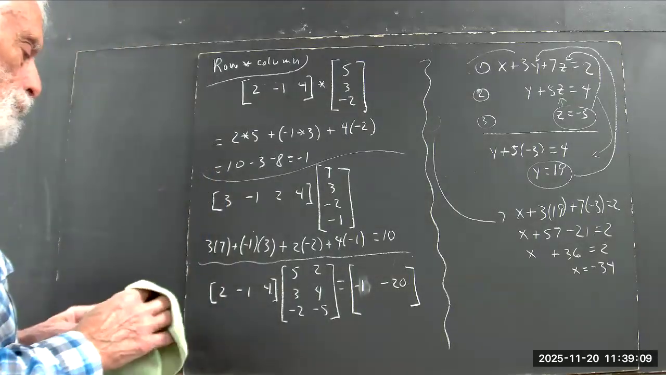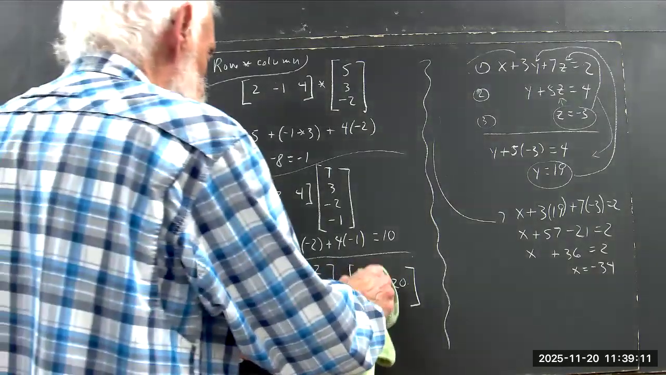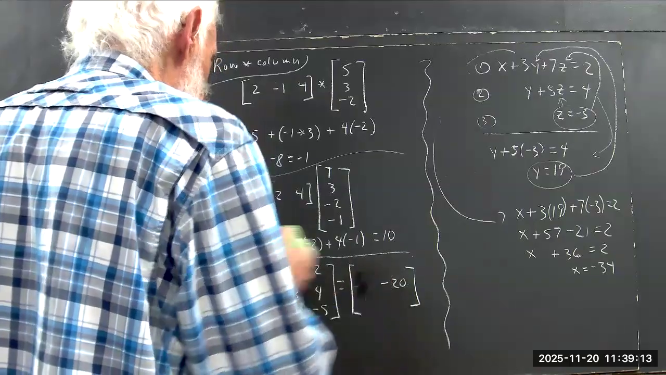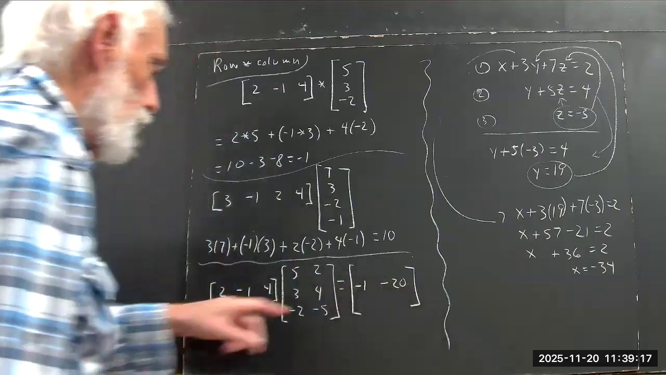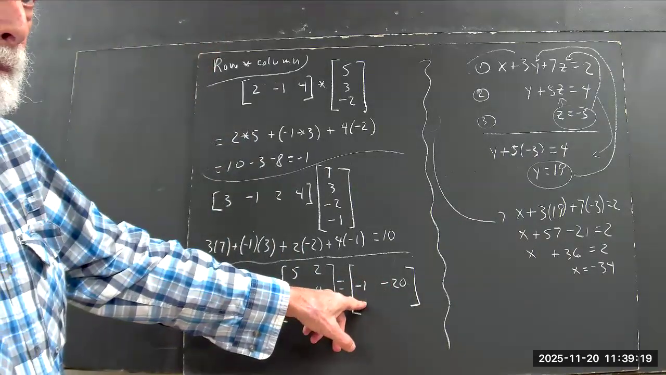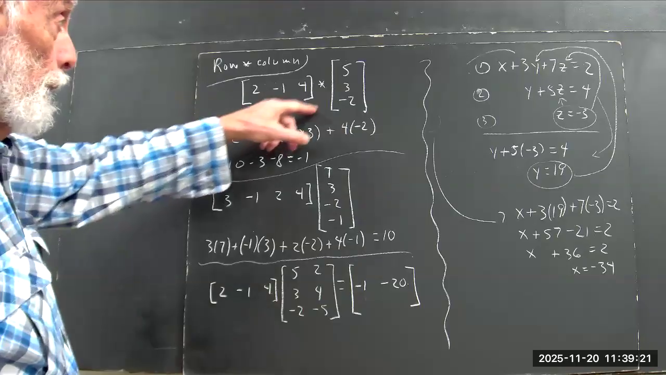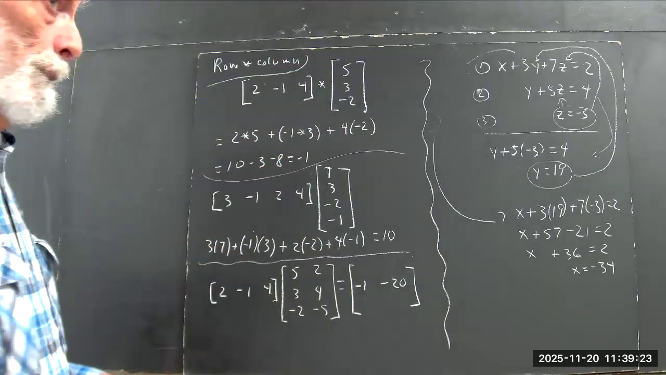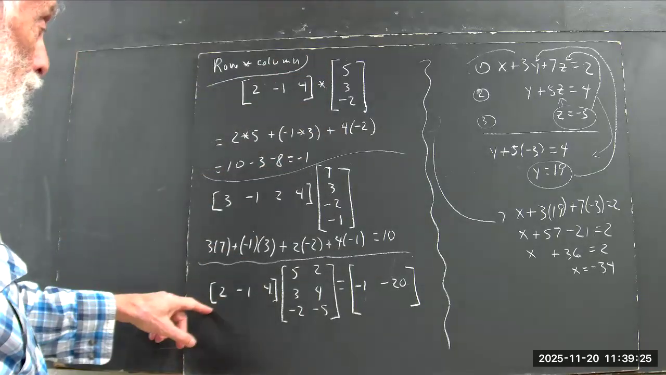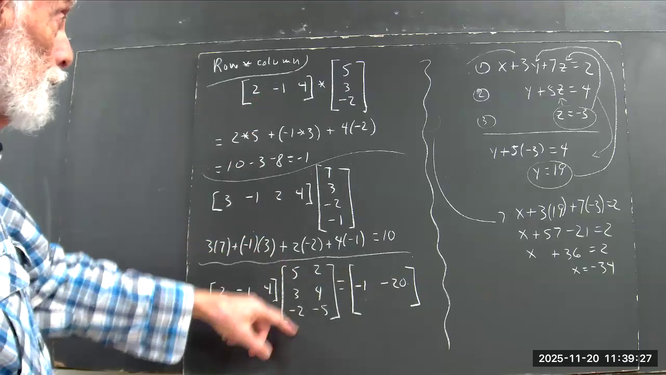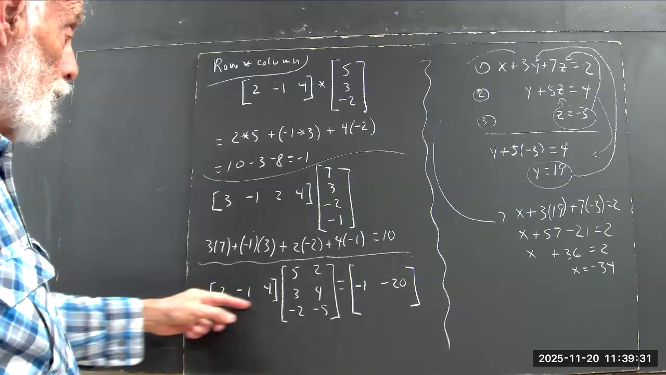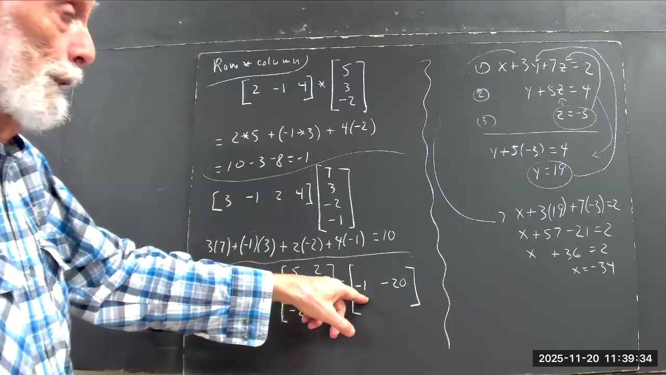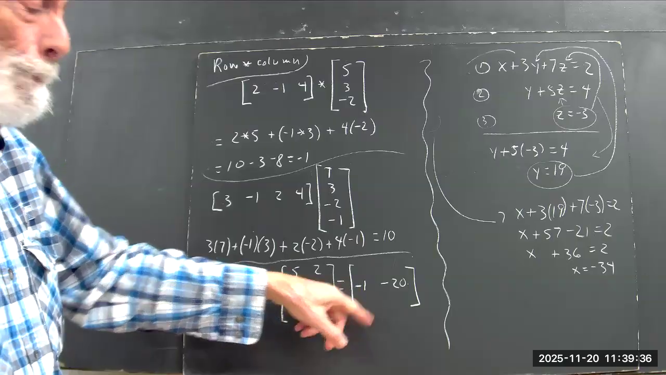Okay, this is what I think we get. The -1 here is just what I got when I multiplied this row by this column. And this row is the same as this one, and this first column is the same as this one, right? So I know that this row times this column is this.